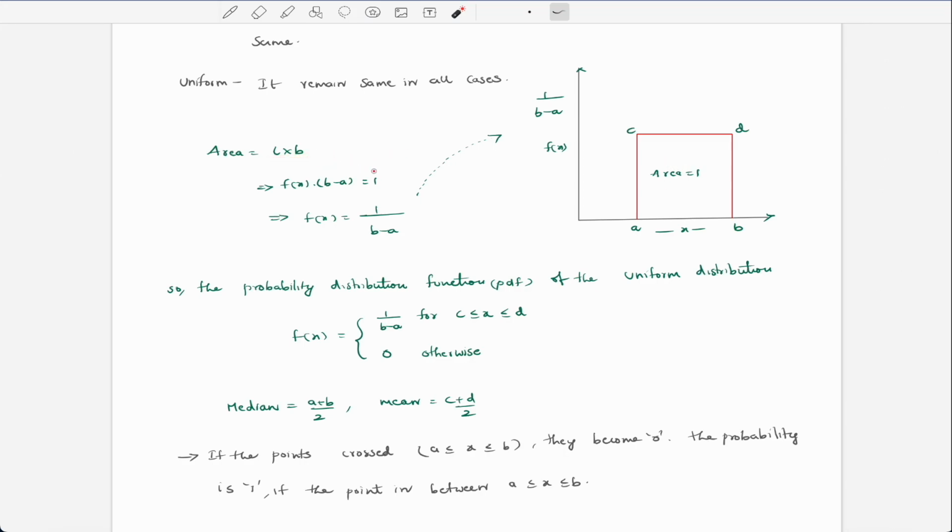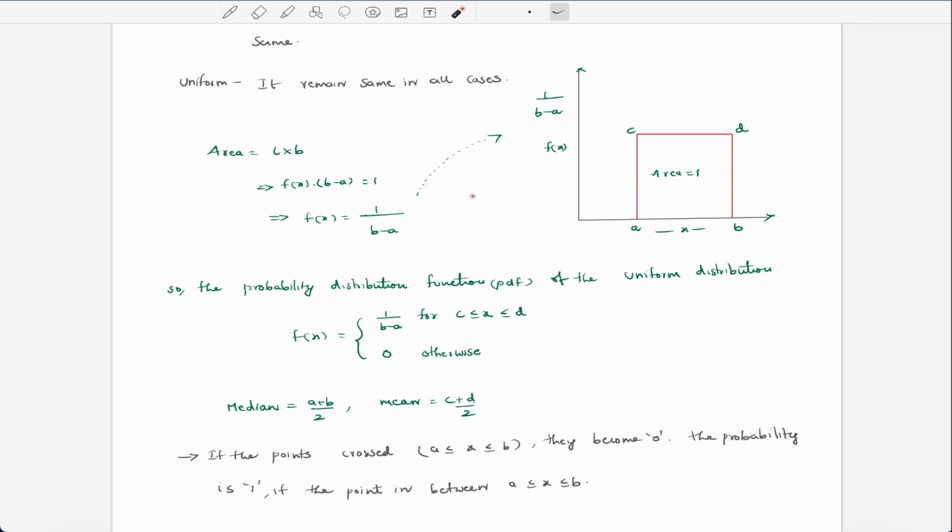Length into breadth. We have x over there, and if the width is from a to b, how are we going to find it? b minus a, right? So we simply multiply these. We want to find that function, so f of x is equal to 1 by b minus a, right? This is the probability distribution function, the pdf of the uniform distribution.